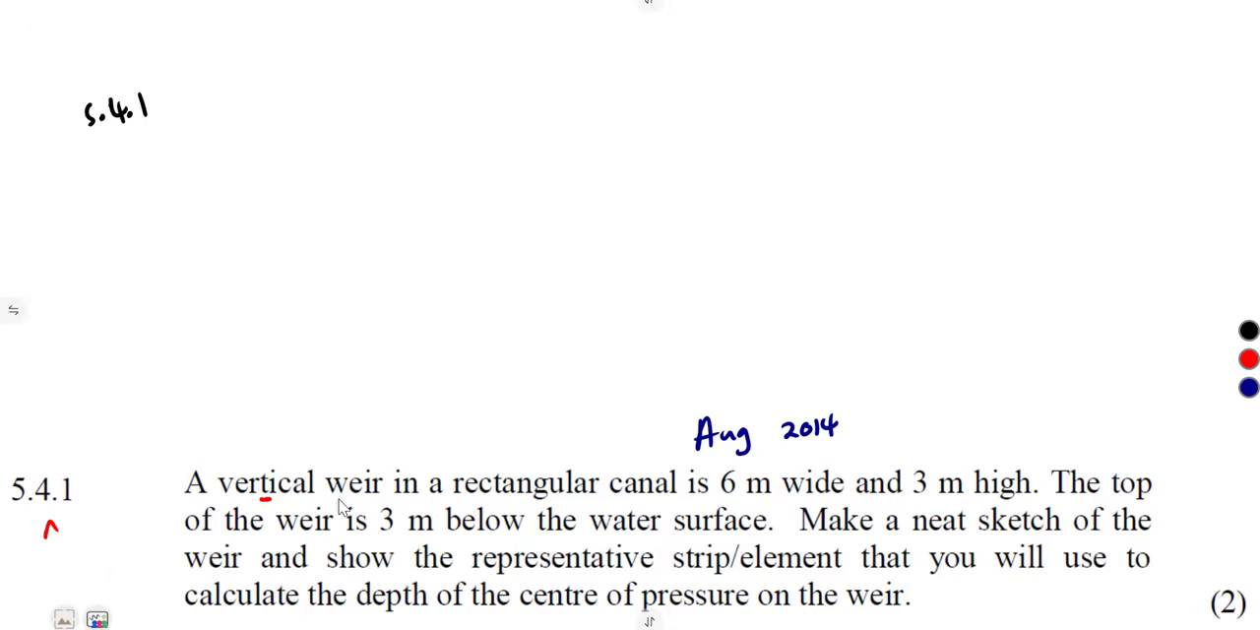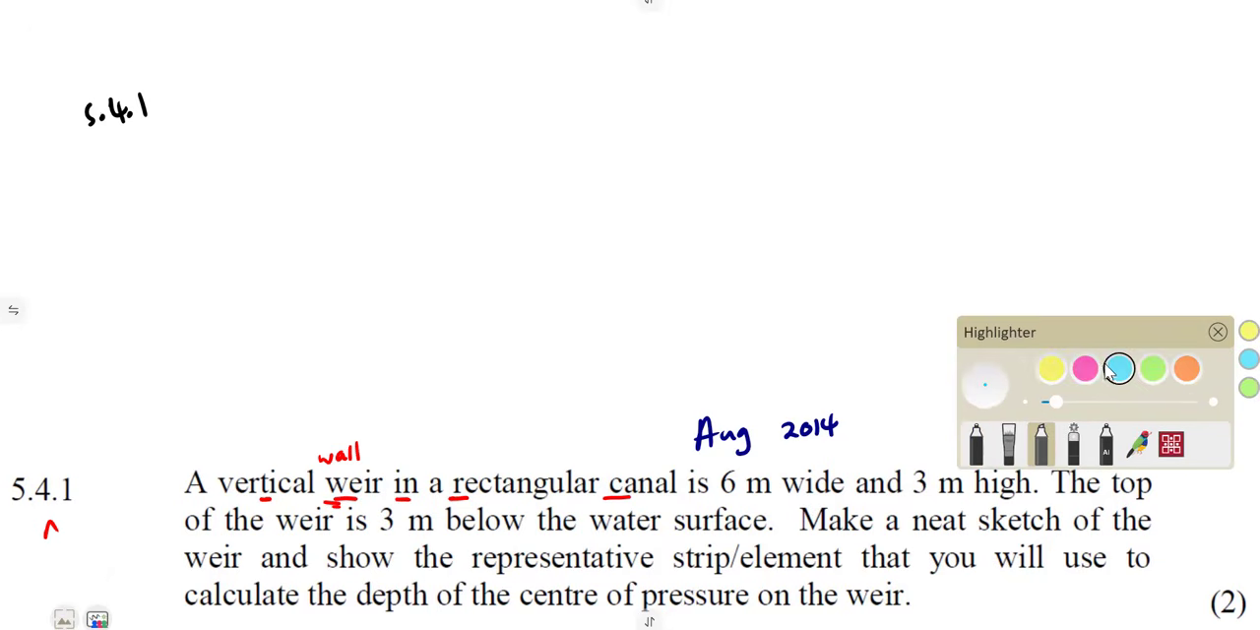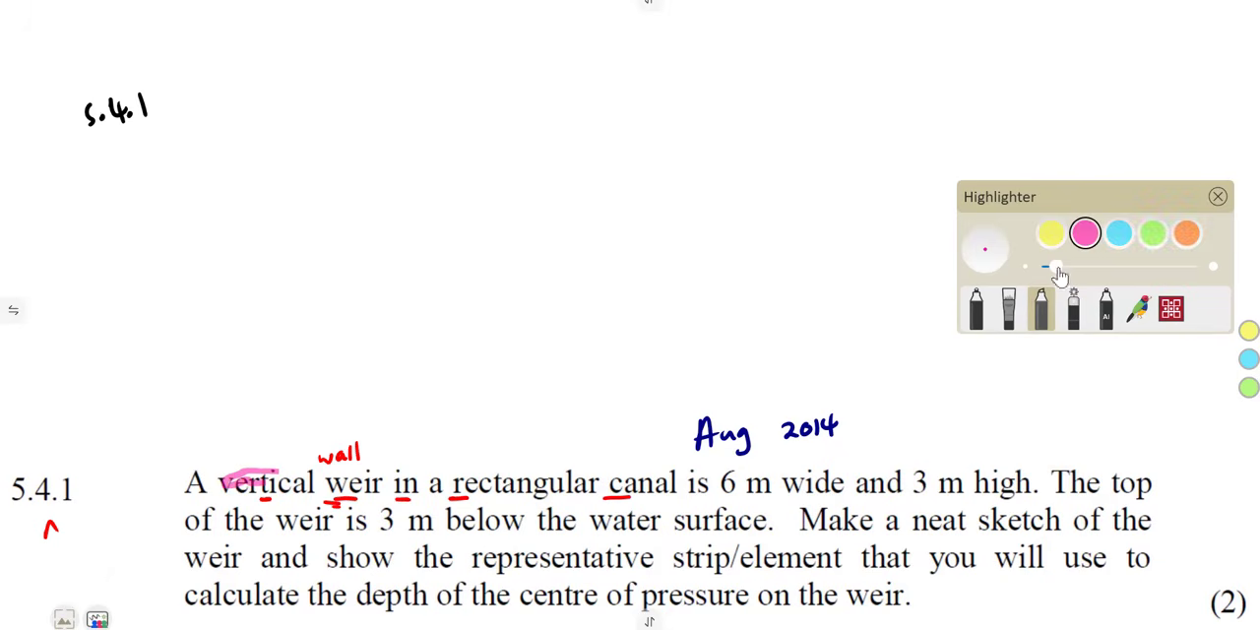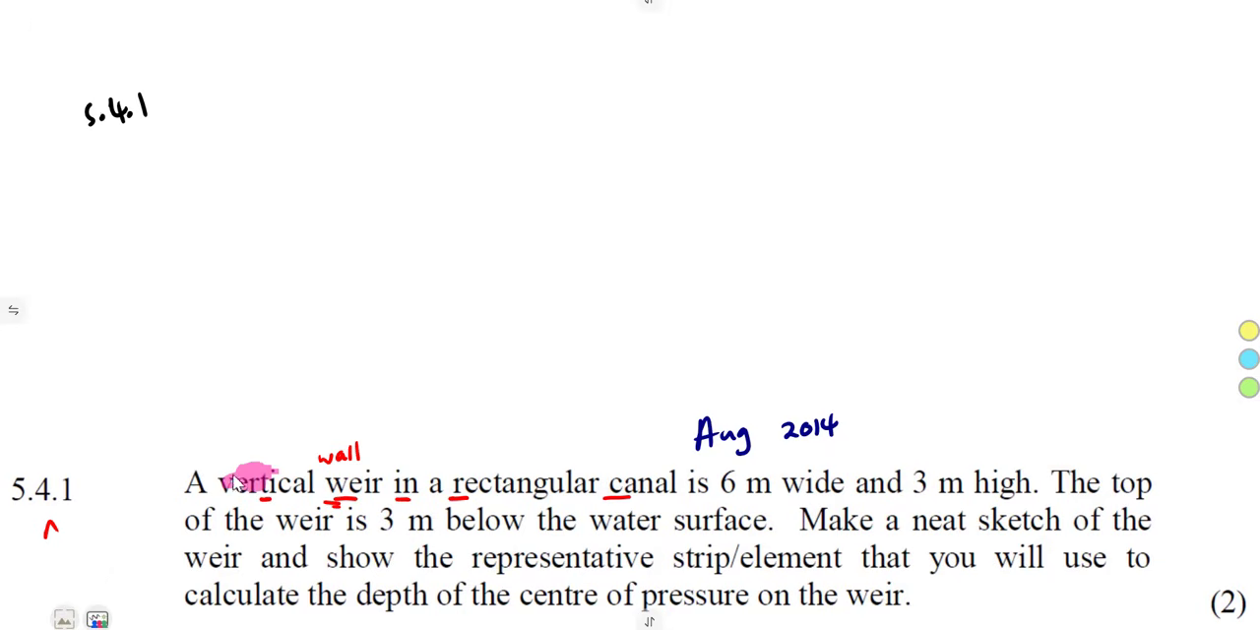A vertical weir in a rectangular canal. So take note, this information is not about the rectangular canal. It is about the vertical weir, just like the retaining wall. The information they are giving us here is about the retaining wall. Just like that information they gave us, there's a dam and this and that, but they gave us information not of the dam but of the retaining wall. So do not worry about it.